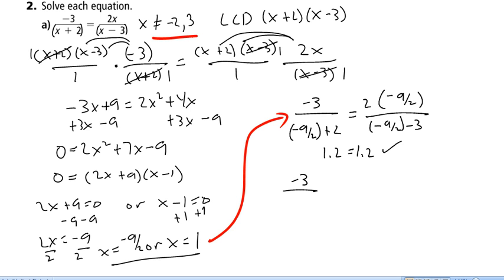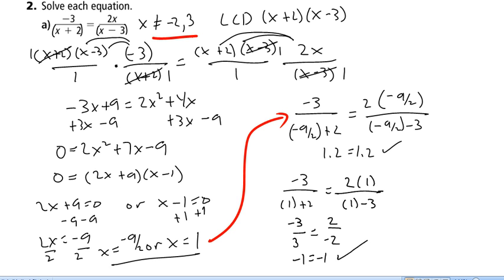The second one, we got negative 3 over 1 plus 2. Oops, don't need that bracket there. Equals 2 times 1 over 1 minus 3. So that's negative 3 over 3 equals 2 over negative 2, or negative 1 equals negative 1. Good.